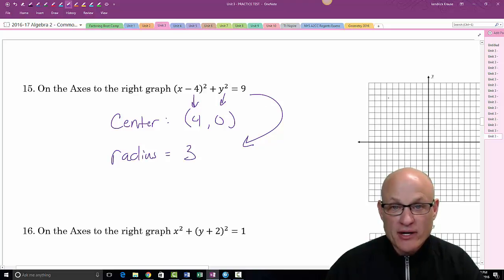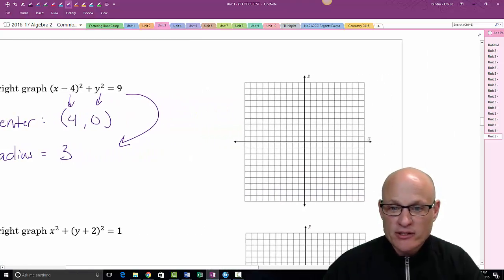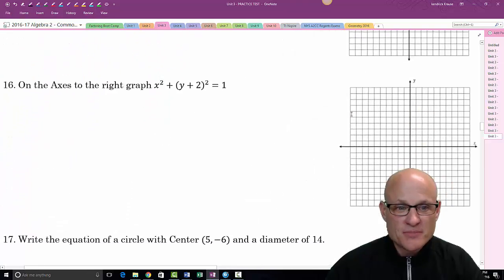Remember, that's radius squared, so to come back, it's the square root of it. So I come over here and I say 1, 2, 3, 4. There's my center. I'll go up 3, left 3, down 3, right 3. Do me a favor. Don't make your circle look like a square. If I could do it on this, and trust me, this is really hard to make look like a circle, you can too.